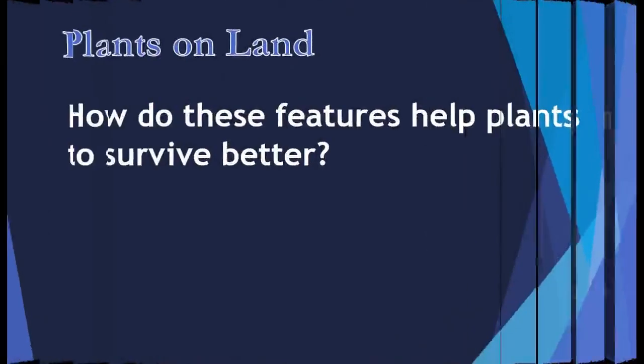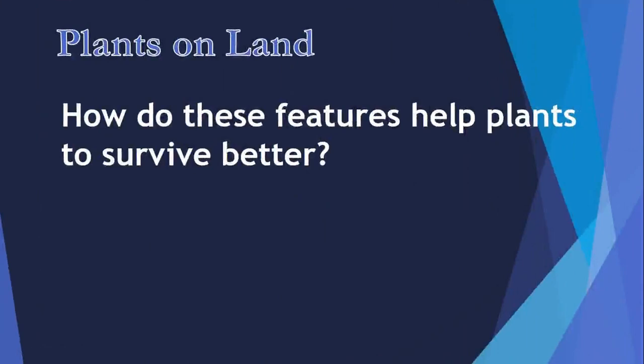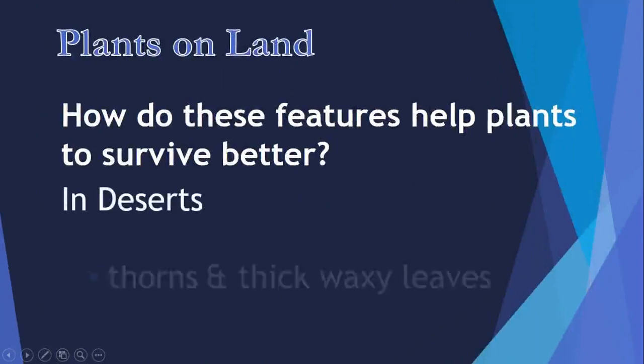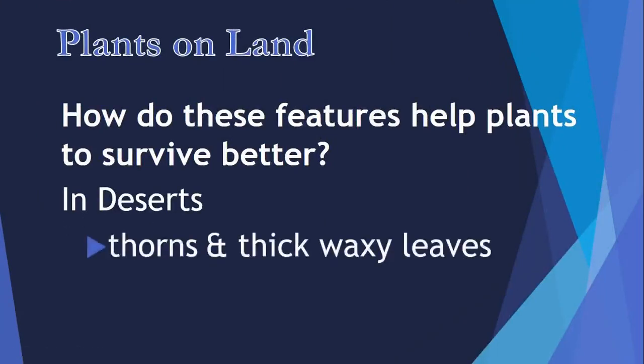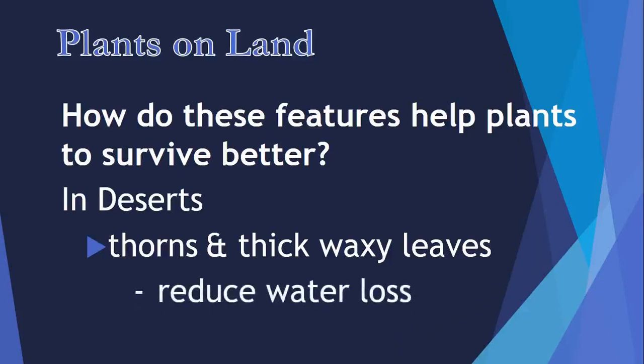How do these features help plants to survive better? Let's see the features. In deserts where there is water scarcity, the leaves are very small or they have thorns instead to help them live. The thorns on cactus plants and the thick waxy leaves of some plants in deserts help to reduce water loss.